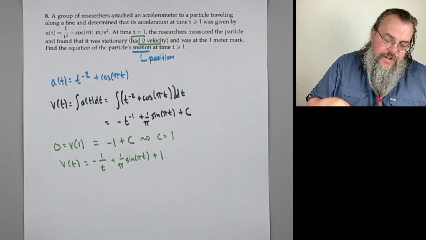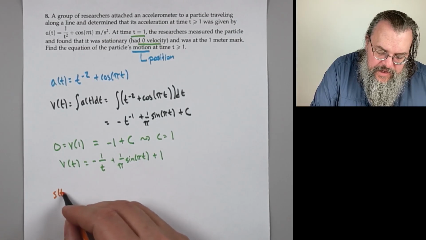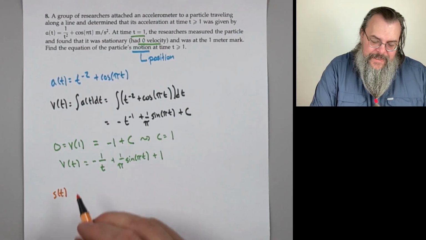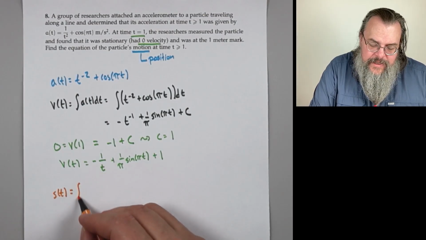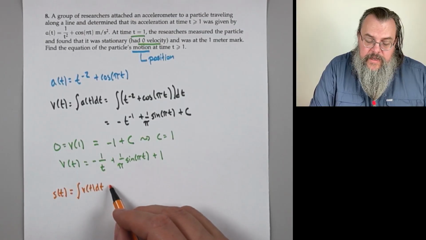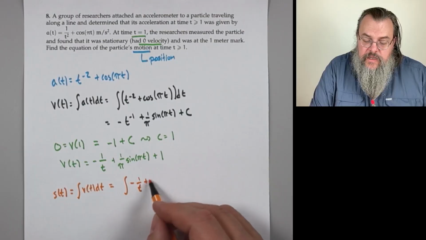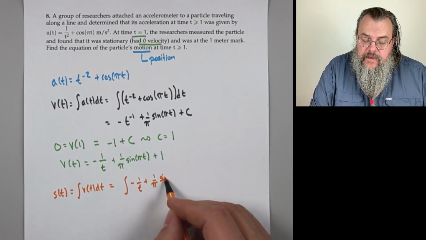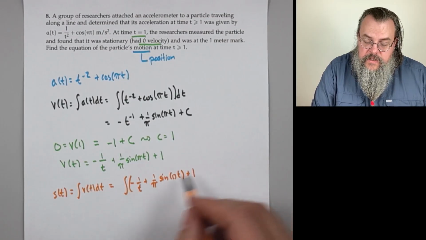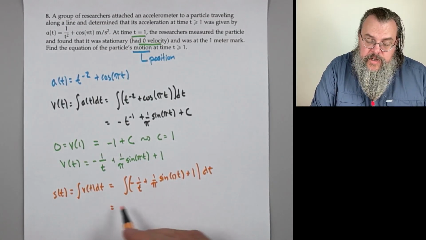We now take our next step, which is velocity to position. Okay, so for whatever reason, physicists seem to use s for position. I guess they ran out of other letters. So that's the integral of v of t dt. And, well, okay, so that's the integral of minus 1 over t plus 1 over pi sine of pi t plus 1 dt. And we go term by term.